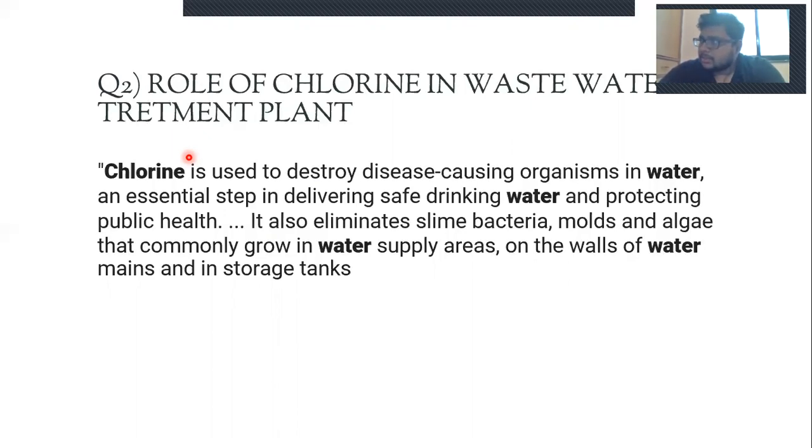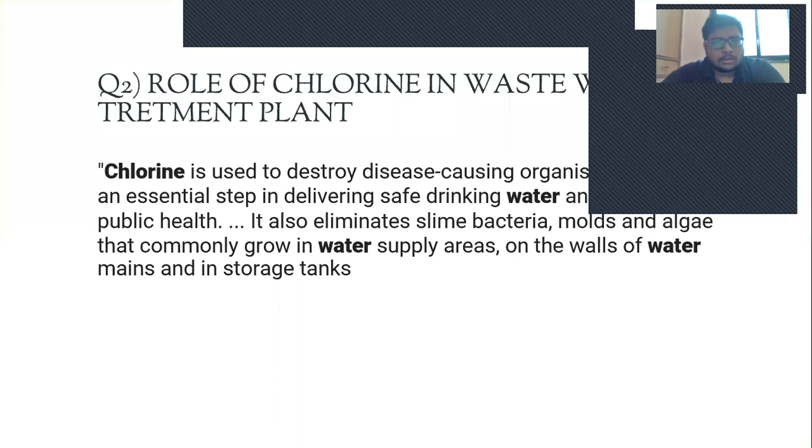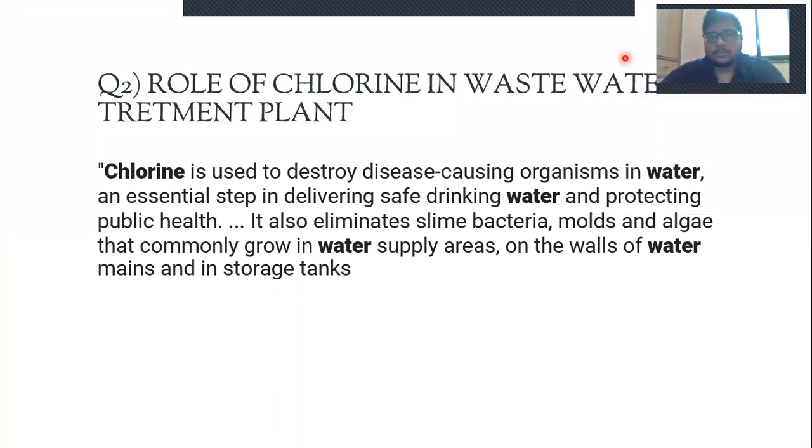What's another name for disease causing microorganisms? They're called pathogens. So disease causing microorganisms are called pathogens. So chlorine is used to destroy those pathogens, an essential step in delivering safe drinking water and protecting public health. Okay, so protecting public health, and it destroys pathogens also.